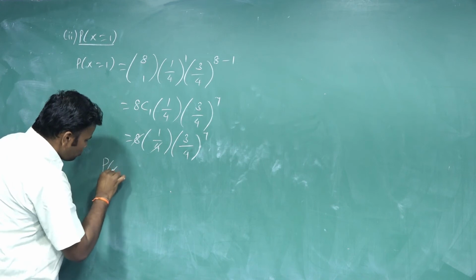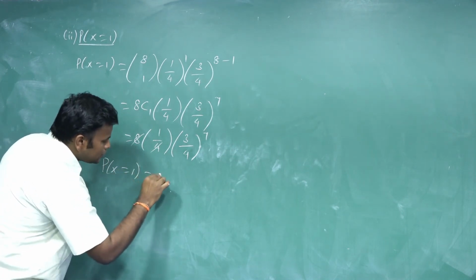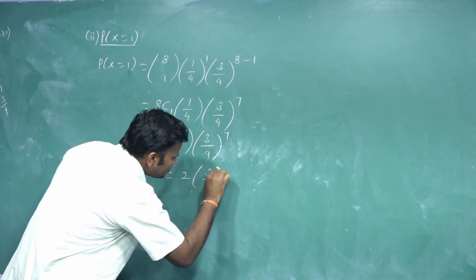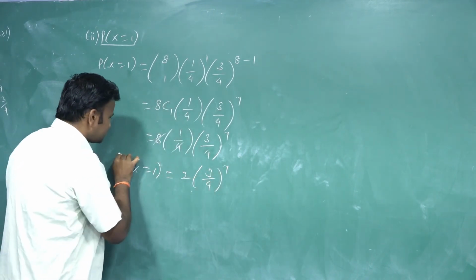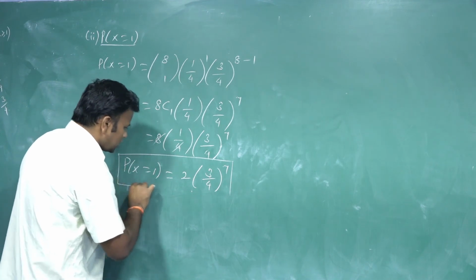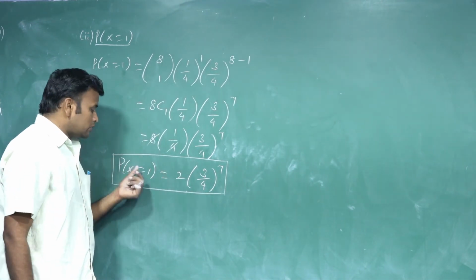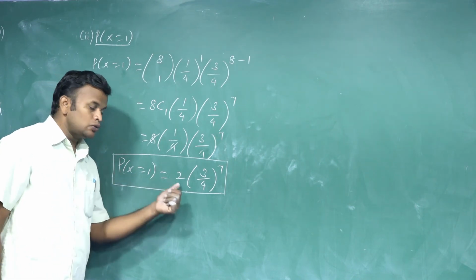So P of x is equal to 1. That value is twice, okay, 2 times half, 3 by 4 whole power 7. So it is the required probability of the second subdivision. That means when x is equal to 1, the probability value is 2 of.